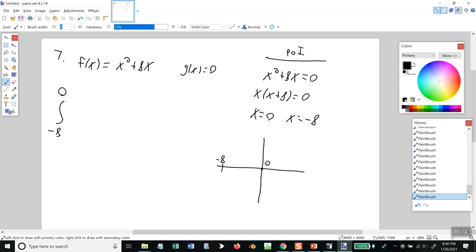This is 0 here. Now, if I were to plug in negative 1 here, negative 1 squared is 1, right? And 8 times negative 1 is negative 8, so I get a negative 7. So where does that tell me where my graph is?